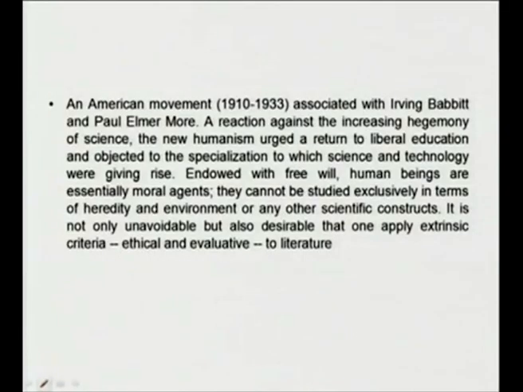An American movement, of course, which was going on in 1910 to 1930, associated with Irving Babbitt and Paul Elmer More, was an extension of this liberal humanism, a reaction against the increasing hegemony of science. The new humanism urged a return to liberal education and objected to the specialization to which science and technology were giving rise. Endowed with free will, human beings are essentially moral agents.